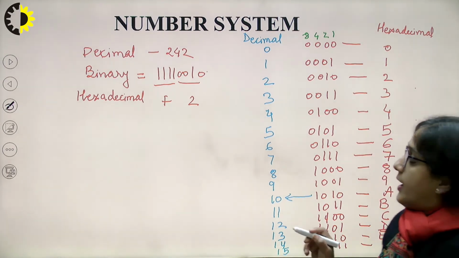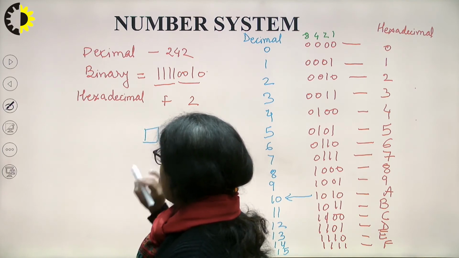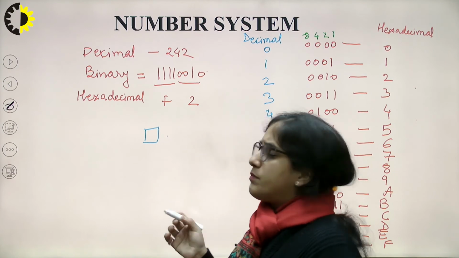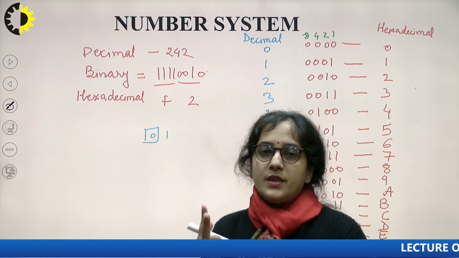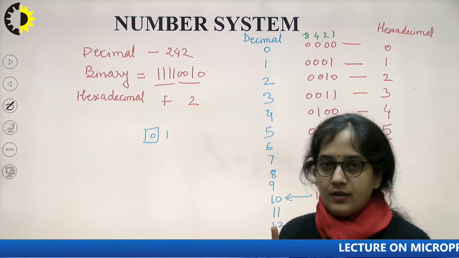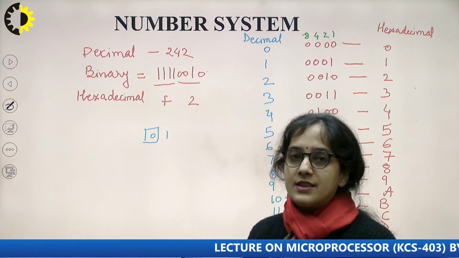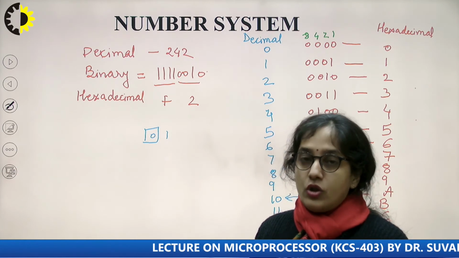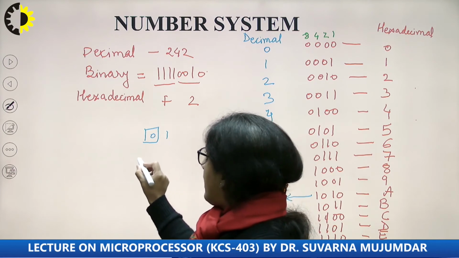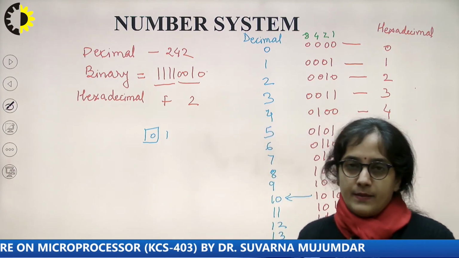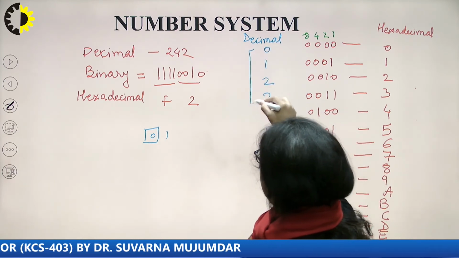In case of binary, you should remember that a single digit may be 0 or 1. So I can represent two numbers, 0 and 1. To represent more decimal or hexadecimal numbers, I need more bits. So how can I find how many bits I require? If I have to represent 4 numbers, means I have to represent 0, 1, 2, 3.